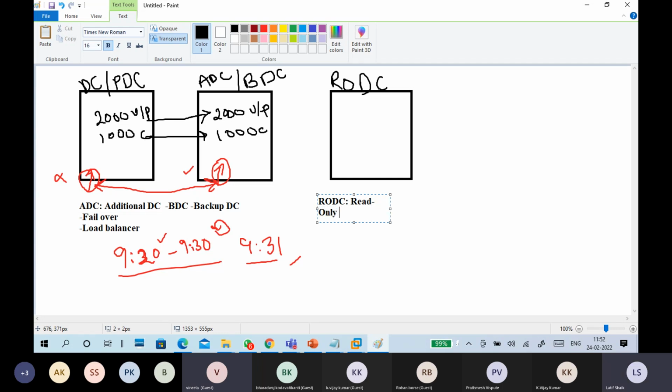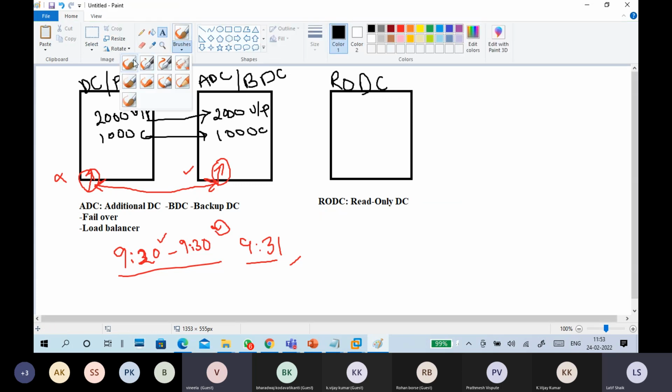Why is it called read-only? The domain controller and the additional domain controller both are writable, meaning you can change the password, you can change the user, you can add a user, you can delete the user, modify the groups, modify the computer kind of stuff. Everything, read and write, we will get. But in a read-only domain controller we get the read part only. It is the database, you cannot change it. That is one, read-only domain controller. This is a read and write domain controller. Read and write, you are able to change it.